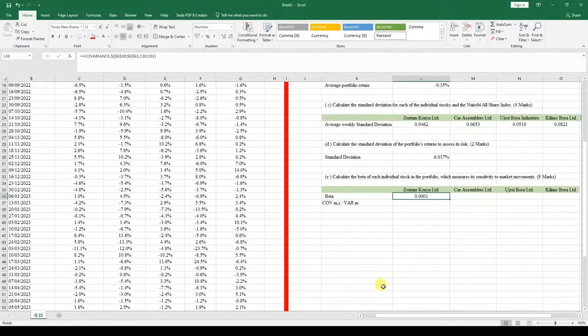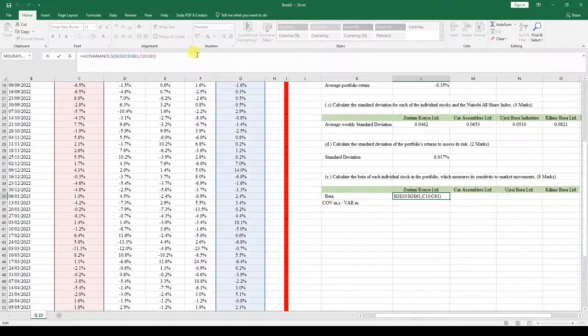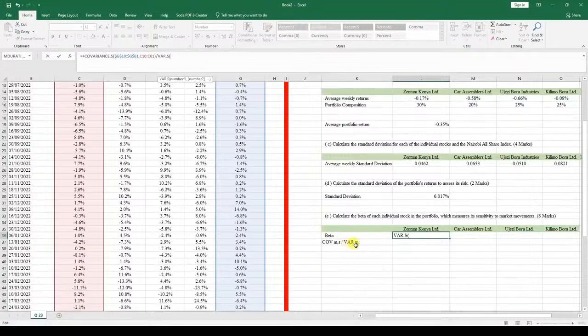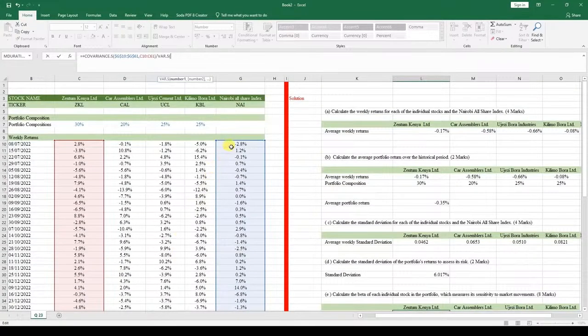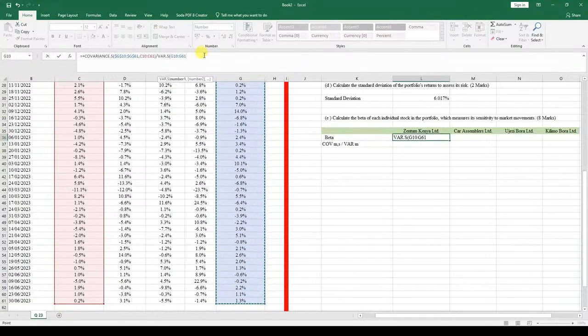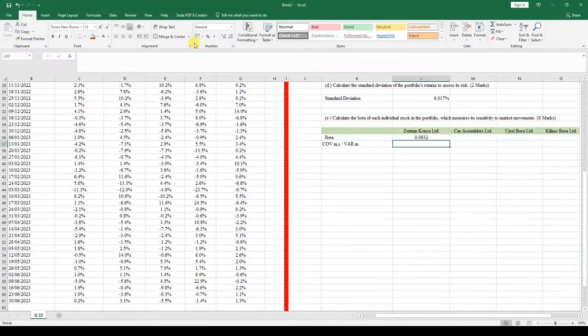That's just the covariance, as you can see from the formula. Then we continue and say divided by the variance, not VAR.P but VAR.S, the sample variance of the market. So we pick the variance of these values here and lock it. Press F4 like that and close the brackets. There, that's our beta, 0.0932.